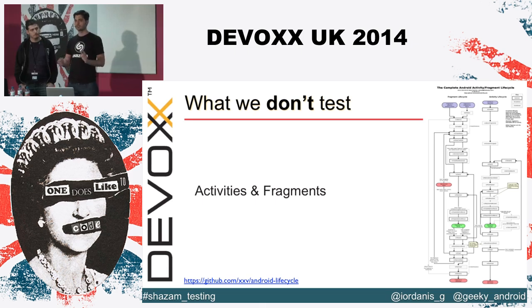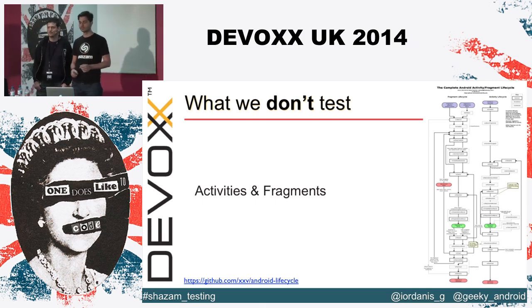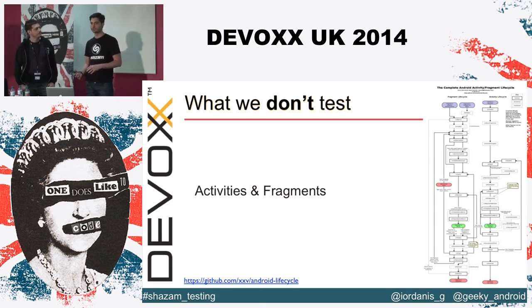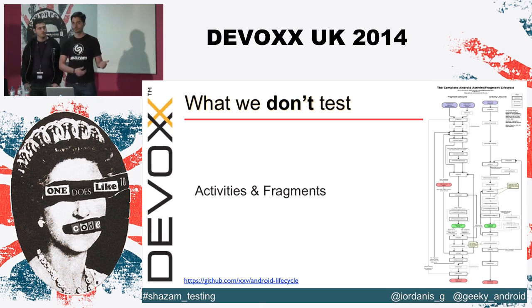By the way, has anyone here written any Android applications? That's about one-fifth. So activities and fragments are the components that Android exposes to developers if someone wants to write a UI-based application. Your application doesn't necessarily have to be UI, but most of the time it is.